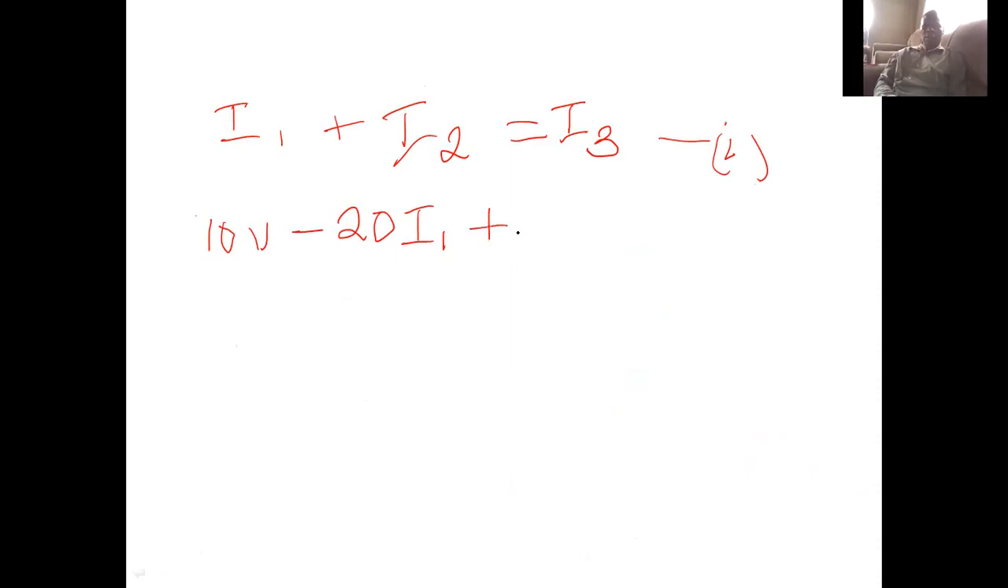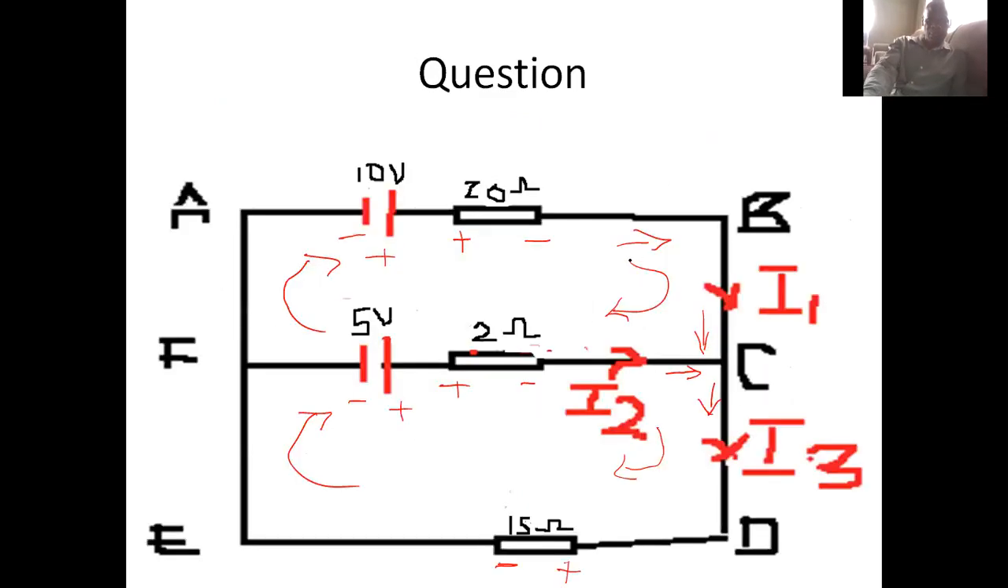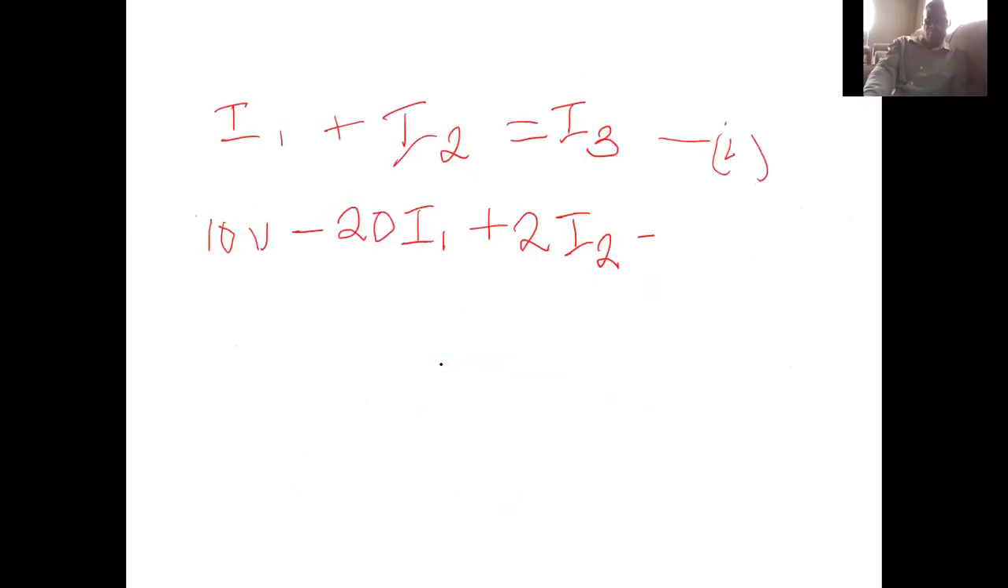To be plus 2 ohms multiplied by current 2, and minus... Actually, when you are going from here to there, it's minus 5 volts. Minus 5 volts. This should be equal to zero. We can simplify this equation. 10 minus 5, actually, it is 5.